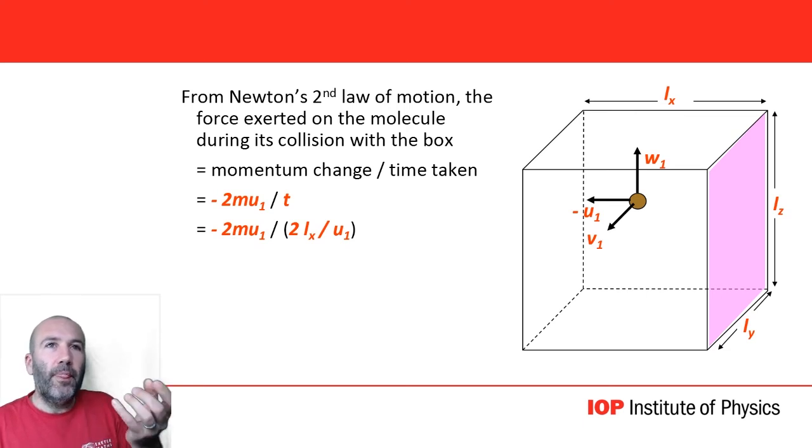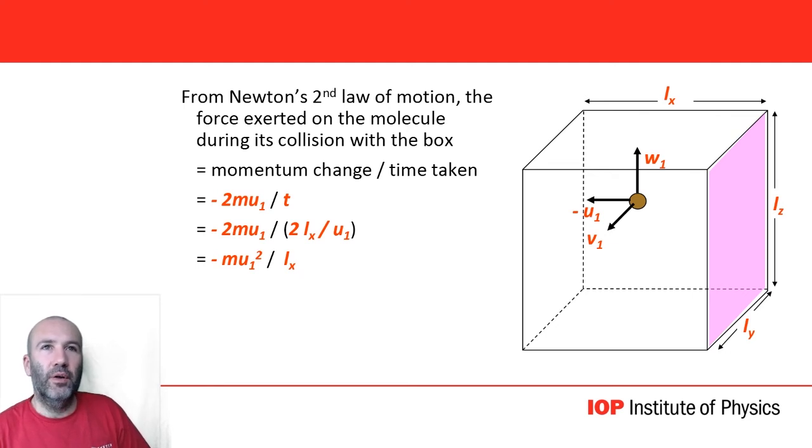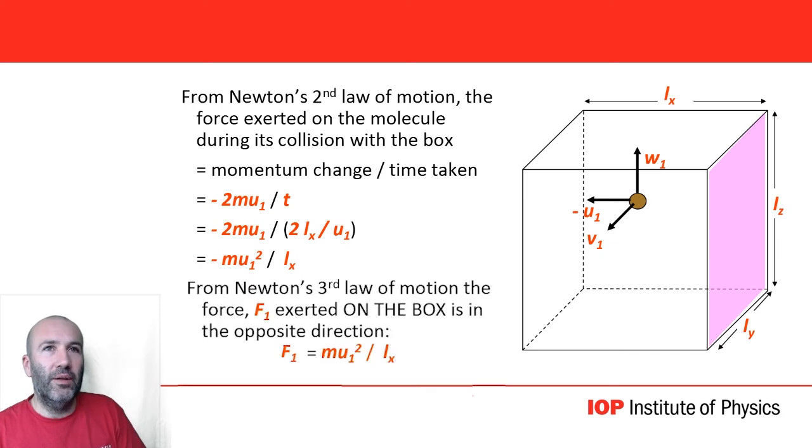Now, 2mu over 2lx over u is going to give me this. And so I end up with a fairly useful expression here of mu squared over lx. I know that if the force on the particle is in one direction, then the force on the wall of the box must be in the other direction.